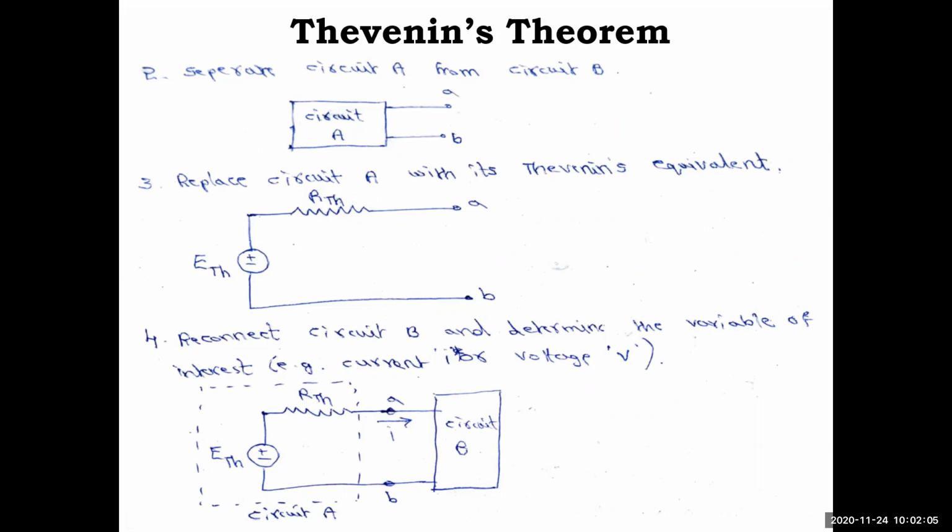In the previous video we saw one method: if you have only independent sources, whether current or voltage sources, you deactivate them, look from terminals AB, and see how the resistors are connected in series, parallel, or some combination, and find the RTH.